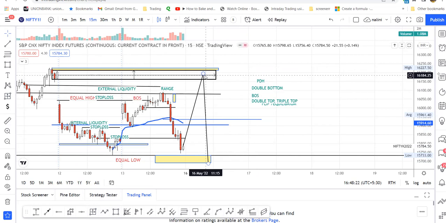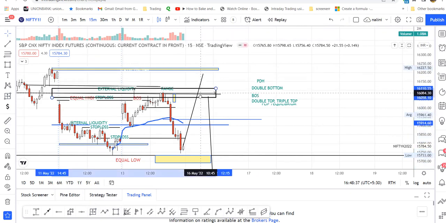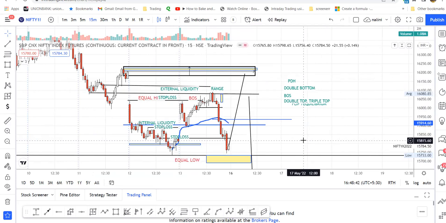Suppose the Nifty comes to 16,184, then only you have to go for short selling, not here, not at these in between areas. You will get trapped. So I hope you can understand where the traps can happen. This is the way the market functions.